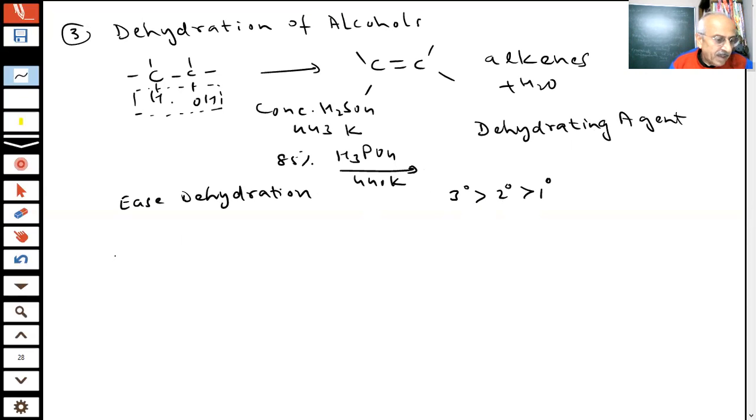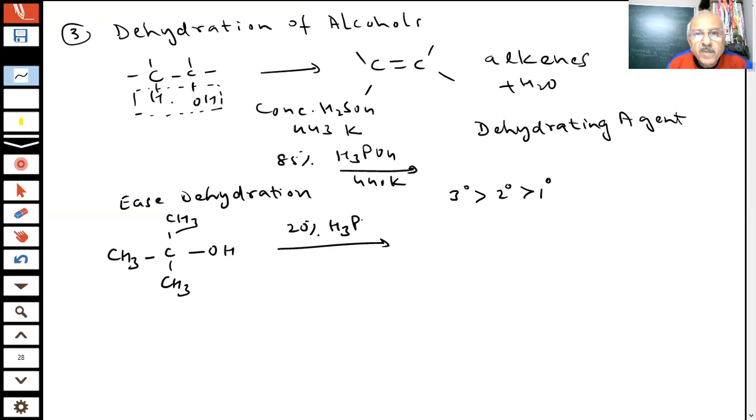For example, the question which has been asked many times. Okay, let me make it tertiary. What is the question which was given in the paper? So I am producing it before you. There was a question on CH3, CH3. These questions and answers are important to see what type of questions are given in the paper. What they wrote: 20% H3PO4, 358 Kelvin. You have to write the product.